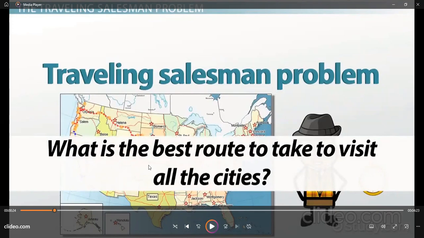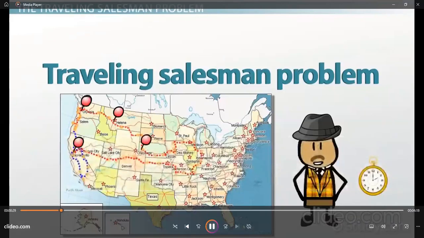How are they choosing? What is the best route to take to visit all the cities while they are traveling, when they are going to deliver food? For that, how will this traveling salesman problem help them?